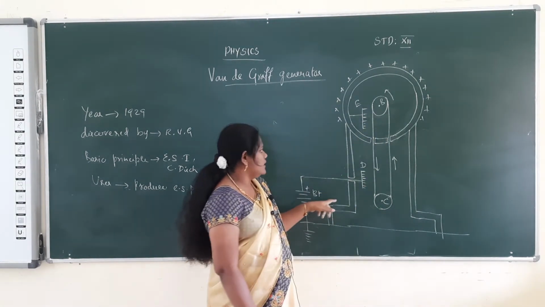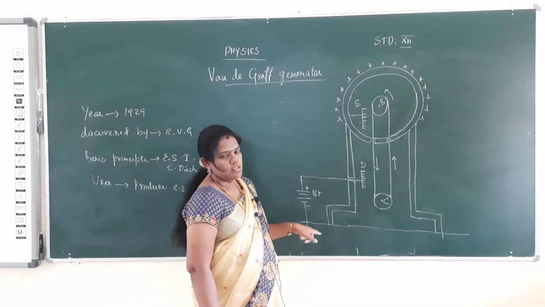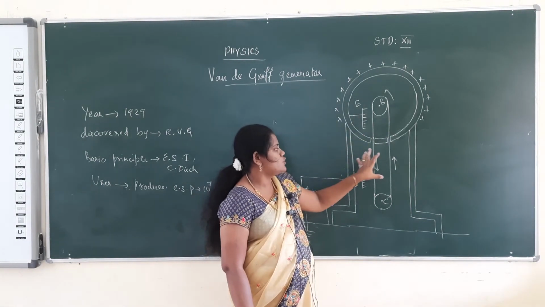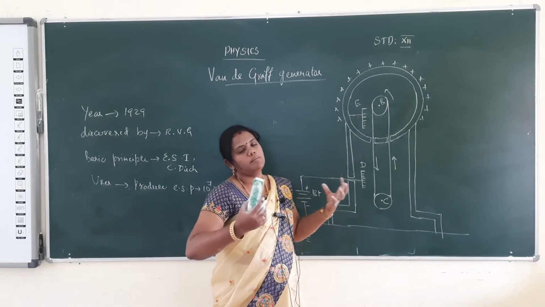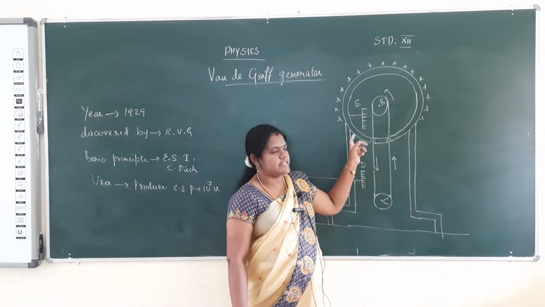Then D will be connected with one battery, and the battery will be connected to the ground. Then the cylinder will be kept on two pillars. So this is the hollow metallic cylinder.